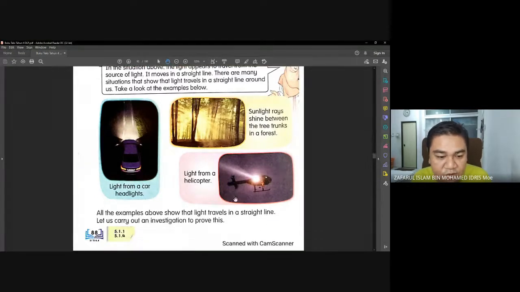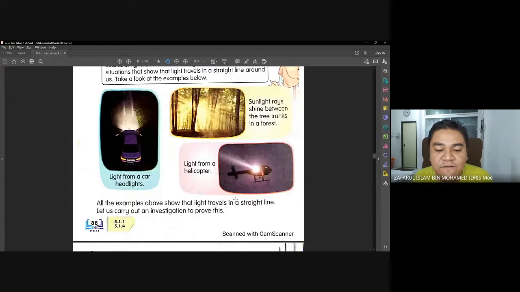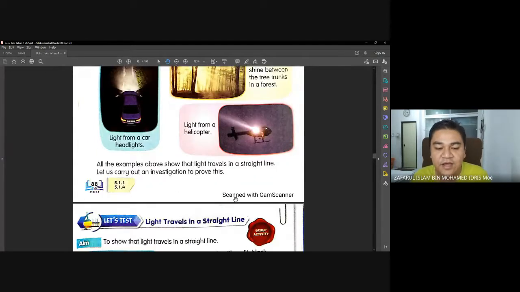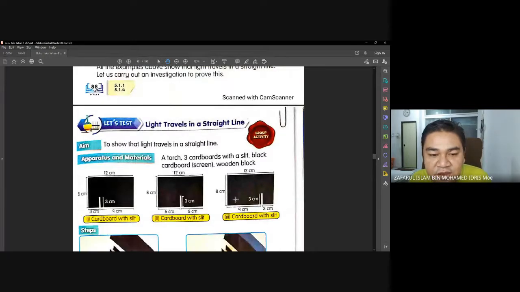And then, look, all the examples above show that light travels in a straight line. Okay. Actually, this is an experiment on page 89 to show that light travels in a straight line.